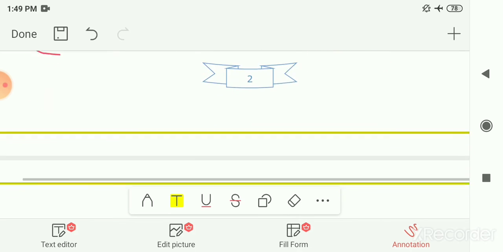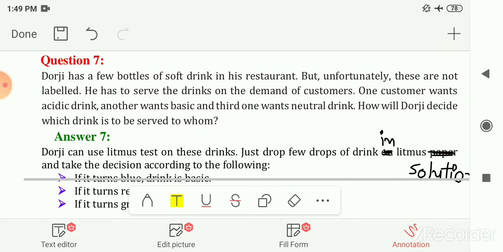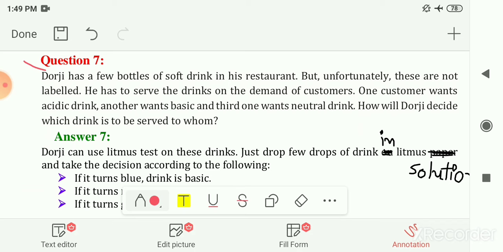Now the next question is question number 7. Dorji has a few bottles of soft drink in his restaurant, but unfortunately they are not labeled. He has to serve drinks on the demand of customers. One customer wants an acidic drink, another wants a basic one, and the third wants a neutral drink. So how will Dorji decide which drink is to be served to whom? How can we identify which solution is the acidic drink, which is basic, and which is neutral?